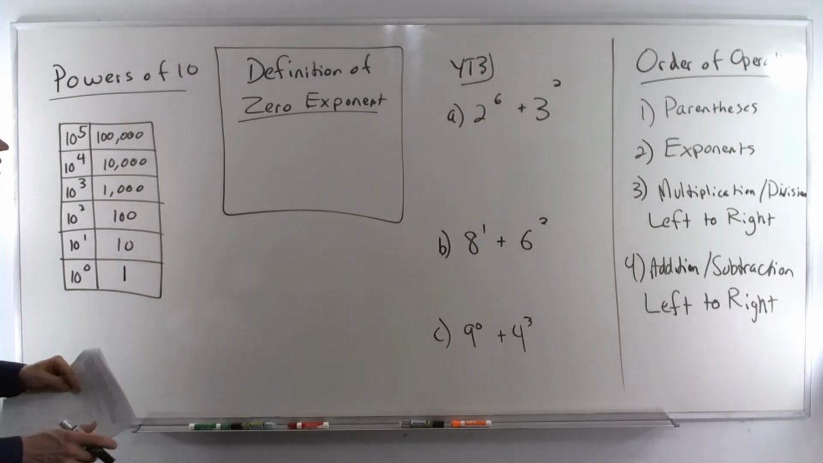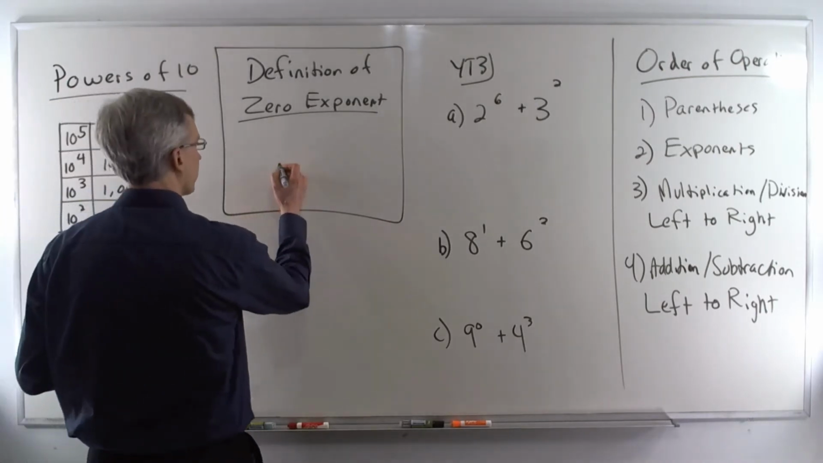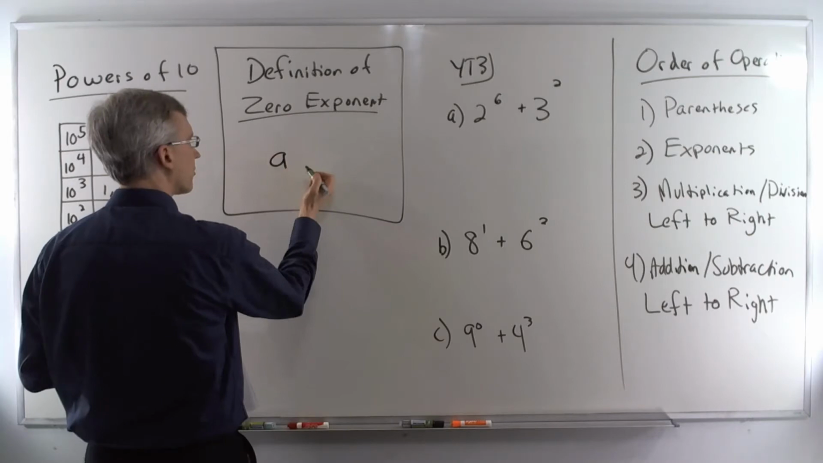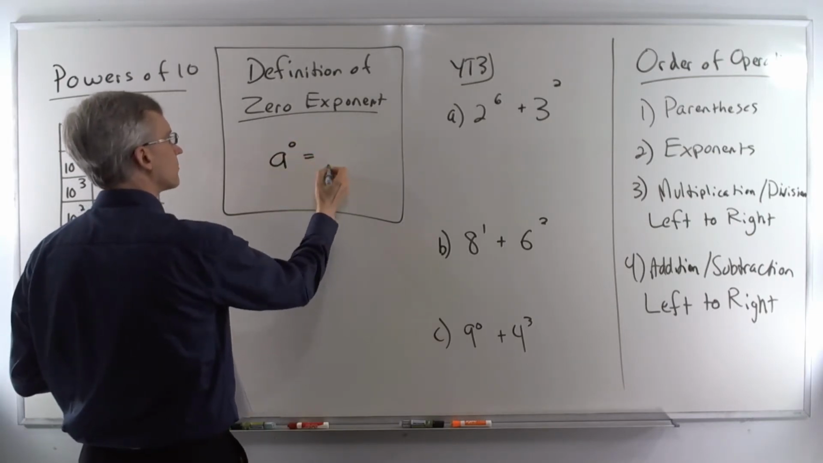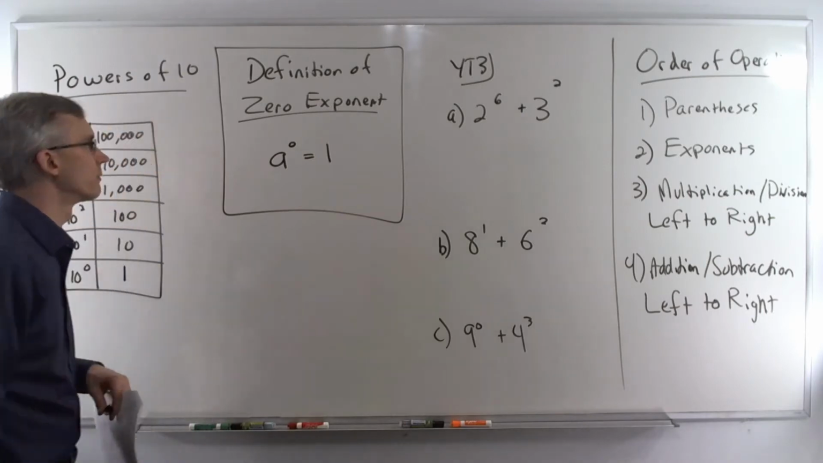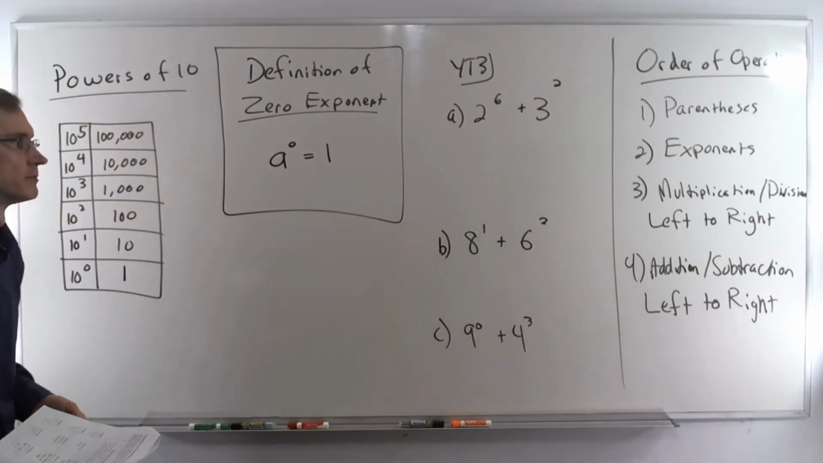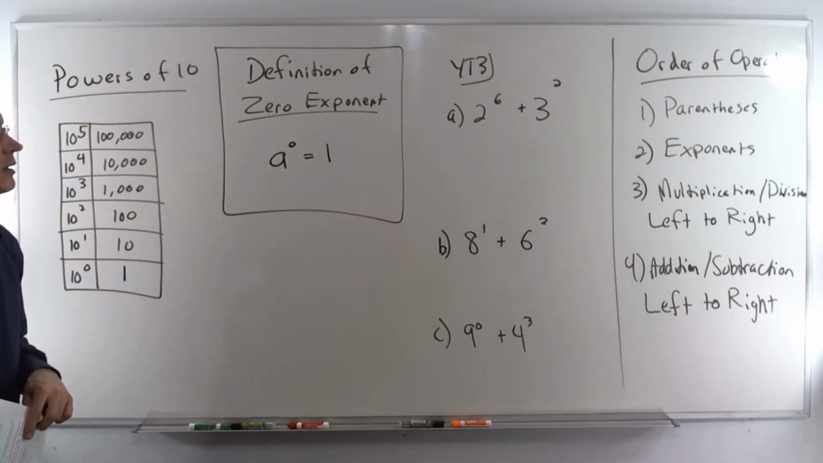And that is by definition, that's the definition of a 0 exponent. It doesn't just work for 10. Any number, say a, to the 0 power equals 1 by definition. All right, your turn number 3. Let's find the value of those 3 expressions.